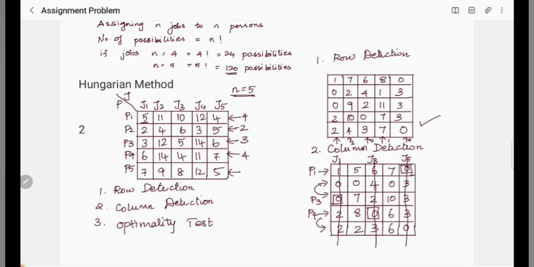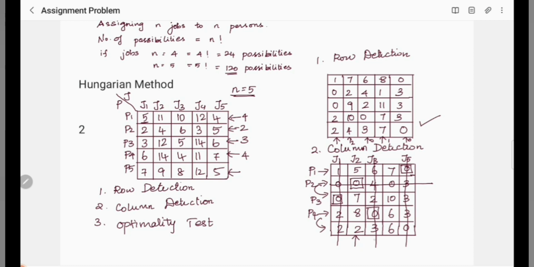Here the first column is already struck out, so I am moving to the next column. In the next column, I have to see whether I have found any single zeros. In the second column, here we have a 0. So I am marking it with the square, which means job 2 is being assigned to person 2. When you scan the column and put a square on the 0, you can strike out that particular row.